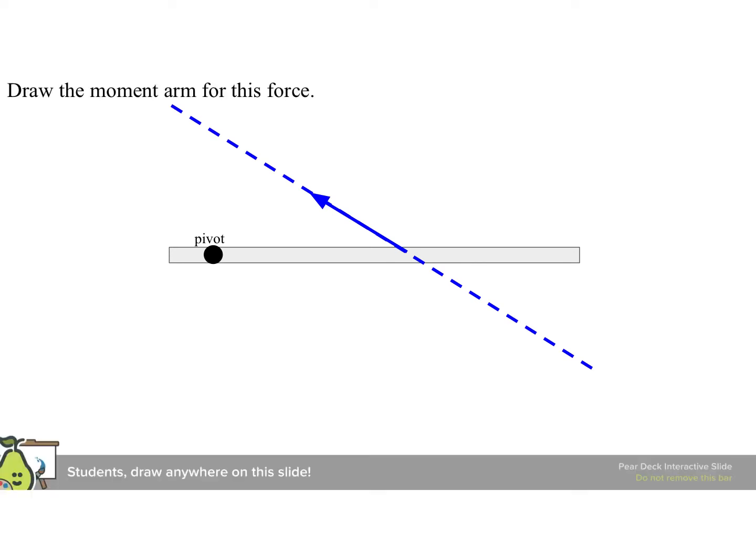Now, given that figure, draw the moment arm for this force. Remember, the moment arm is the shortest segment connecting the pivot to the line, which we know will be perpendicular. So something like that.